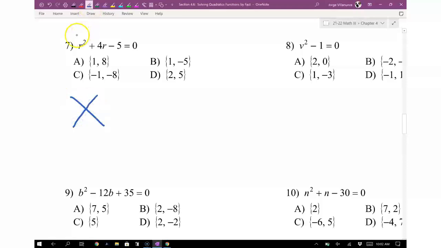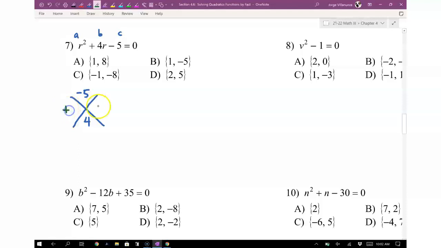X method. Remember, this is your A, your B, and your C. There's my A, B, and C. So, what do I put on top of my X? Well, A times C, right? A times C, that's a negative 5. What do I put on the bottom? My B value, a positive 4. What two numbers multiply to a negative 5 but add to a positive 4?